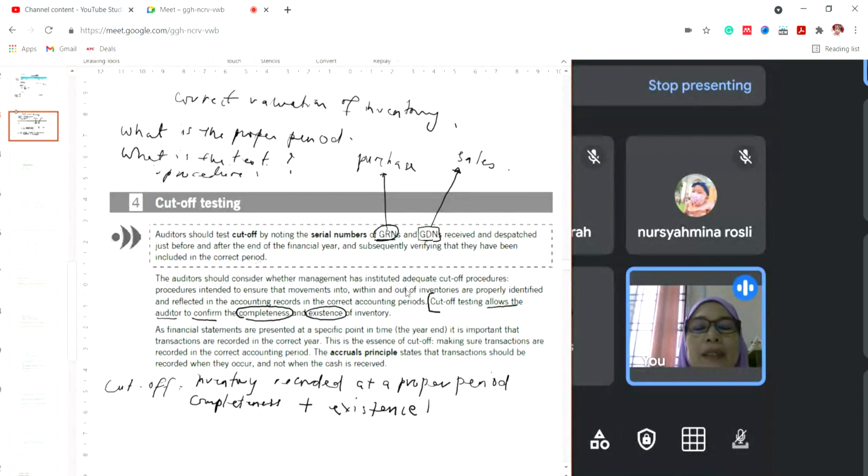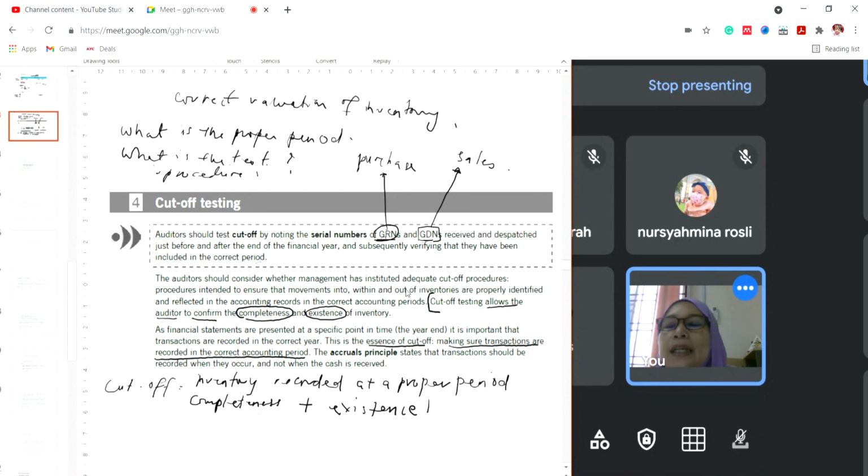And the inventory exists. So the essence of cut off is making sure transactions are recorded in the correct accounting period. That is the meaning of cut off. The accrual principle states that transactions should be recorded when they occur and not when the cash is received. So you have to be careful when the company should record their GRN and when they should record the GDN.